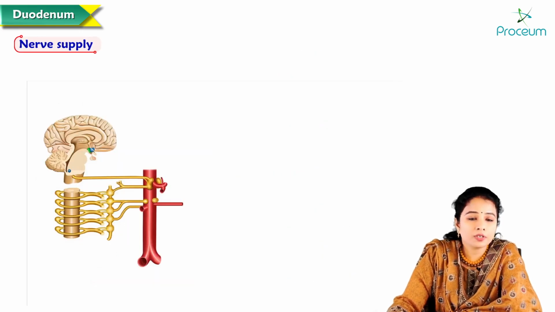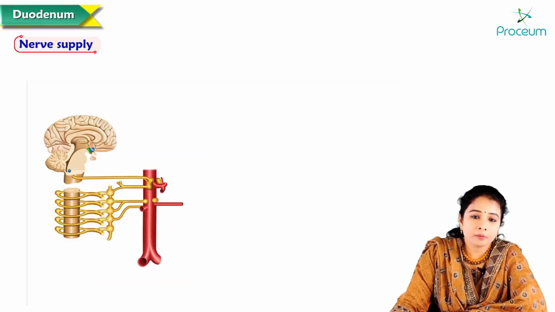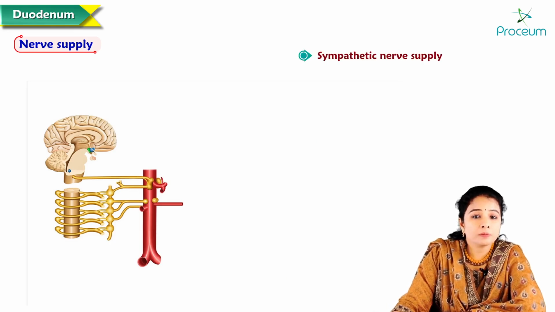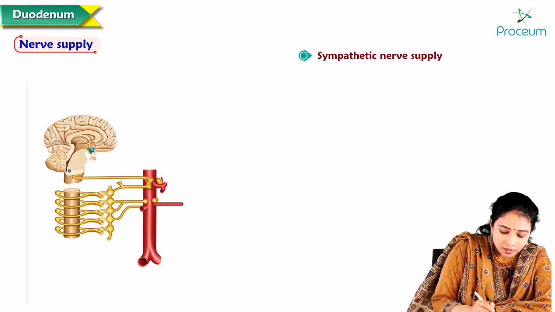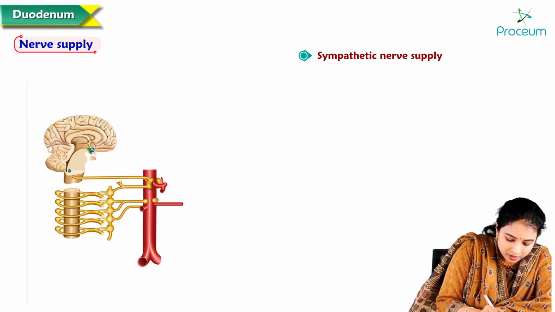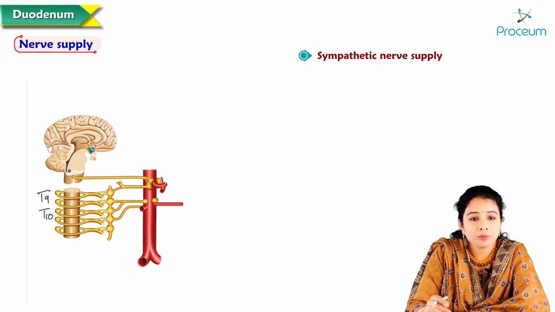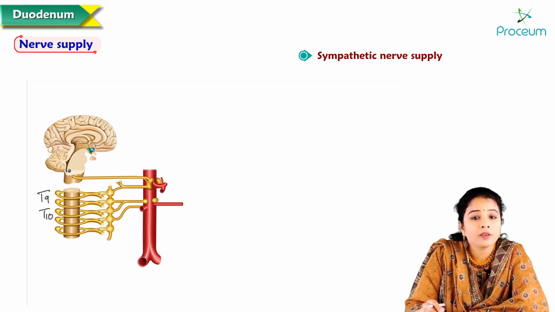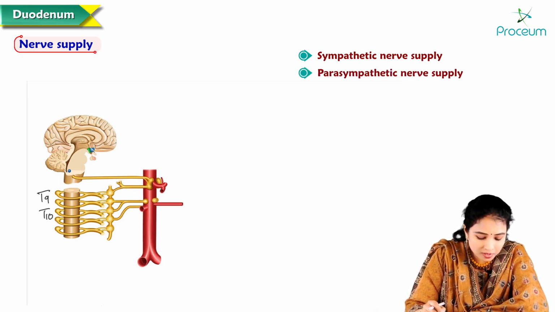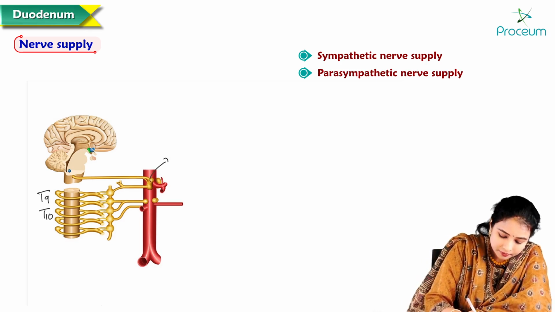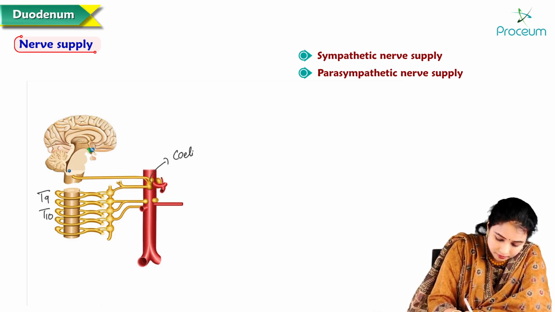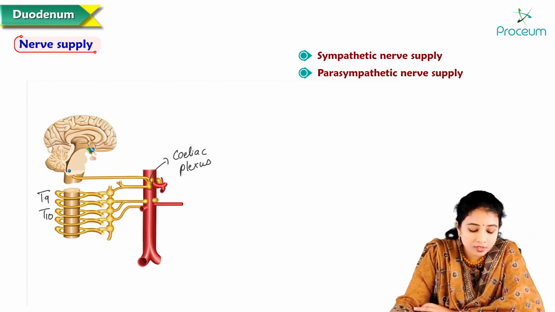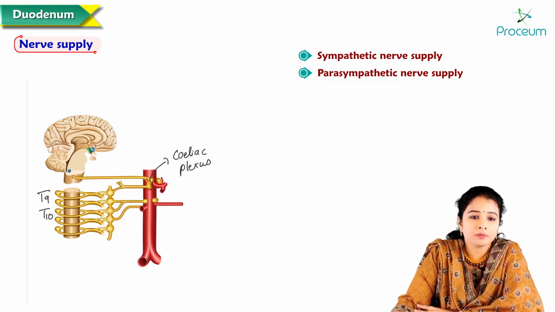Nerve supply of duodenum. It is supplied by sympathetic and parasympathetic nerves. So sympathetic nerve supply is from T9 to T10 segments. So T9 and T10 segments supply the sympathetic supply, whereas the parasympathetic is by vagus nerve, which forms a celiac plexus. So these nerves innervate the duodenum.